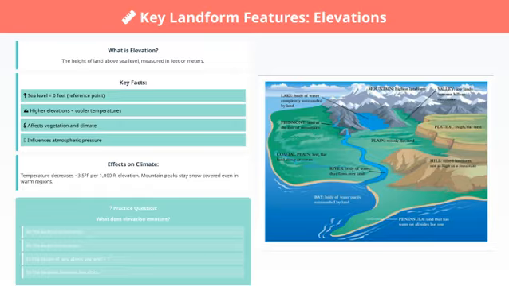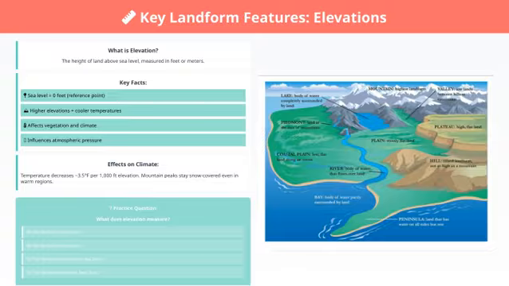It also impacts atmospheric pressure. The higher you go, the lower the pressure. All these factors are interconnected and help shape regional climates. To sum up, elevation is a crucial factor in understanding landforms and climate patterns.